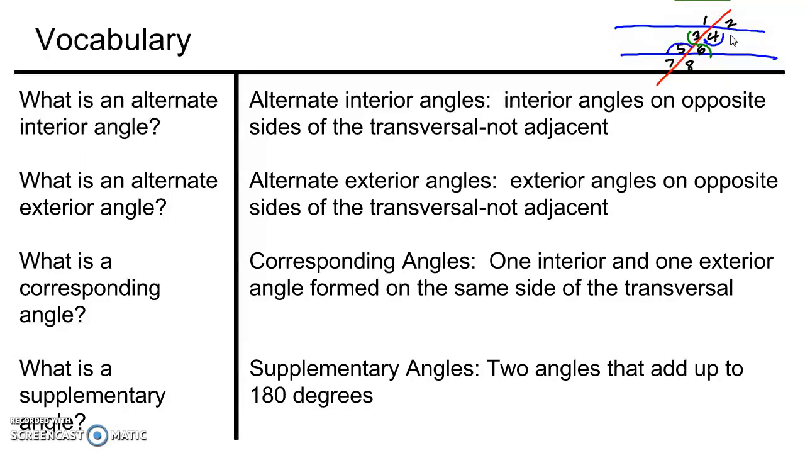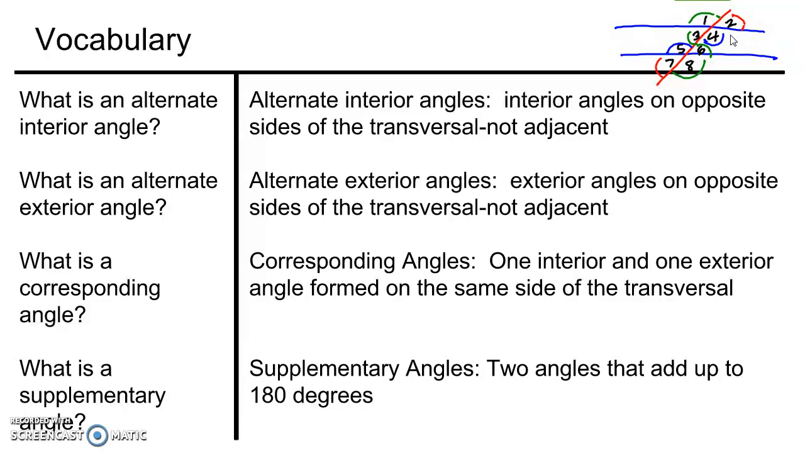Okay. Next, alternate exterior angles are exterior angles, so they're outside the parallel lines and they're on opposite sides of the transversal. So let's look at those. It would be 1 with 8, and then it would be 2 with 7. Those are alternate exterior angles. So they're on opposite sides of the transversal and they're outside the parallel lines.